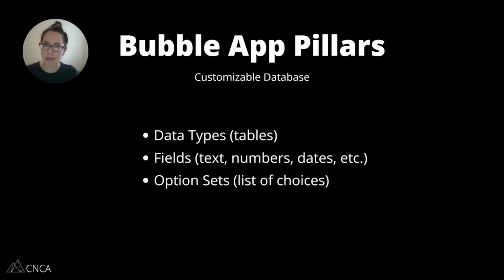And then you go to the next data type and you create the fields that are specific to that type. And not only that, but you also tell Bubble the format of the fields. Is this a text? Is this a number? Is it a date?